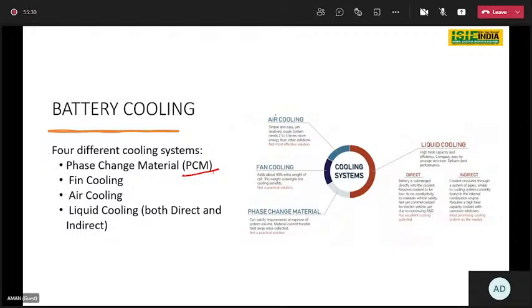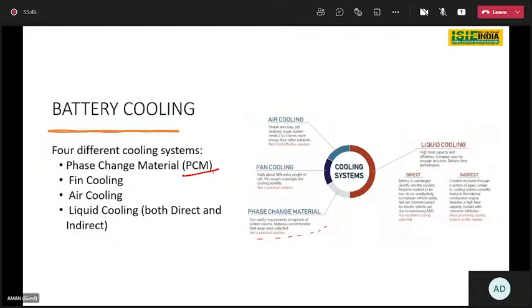Here this phase change material can satisfy the requirement at the expense of system volume. Okay, the material cannot transfer heat away once it has collected it, so it is not a complete solution.